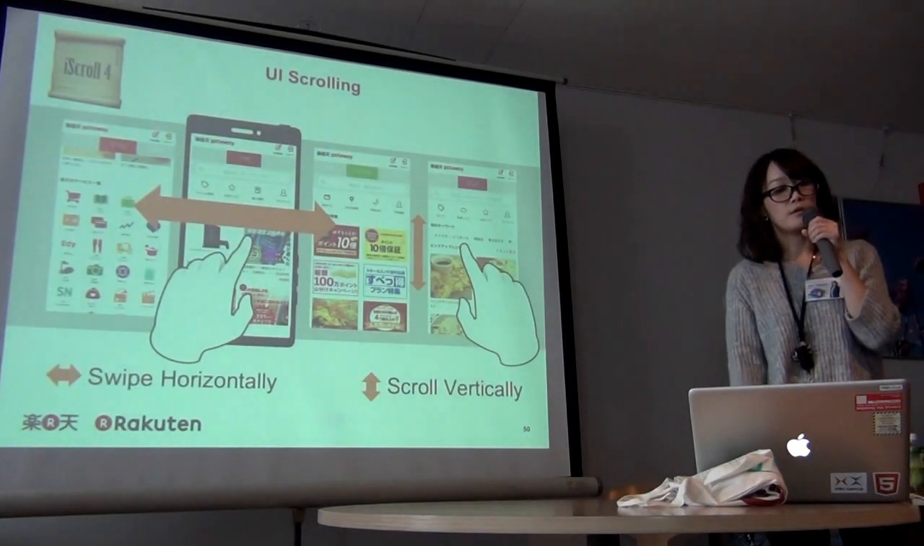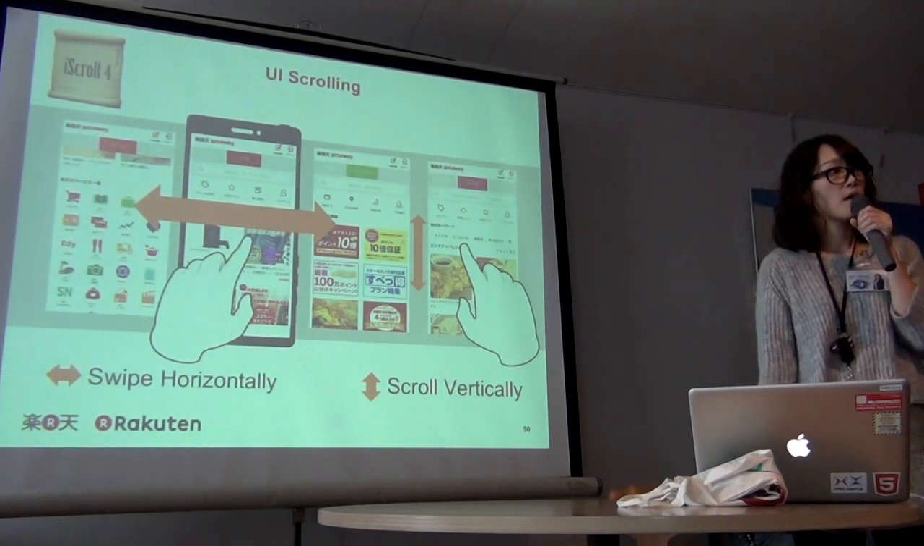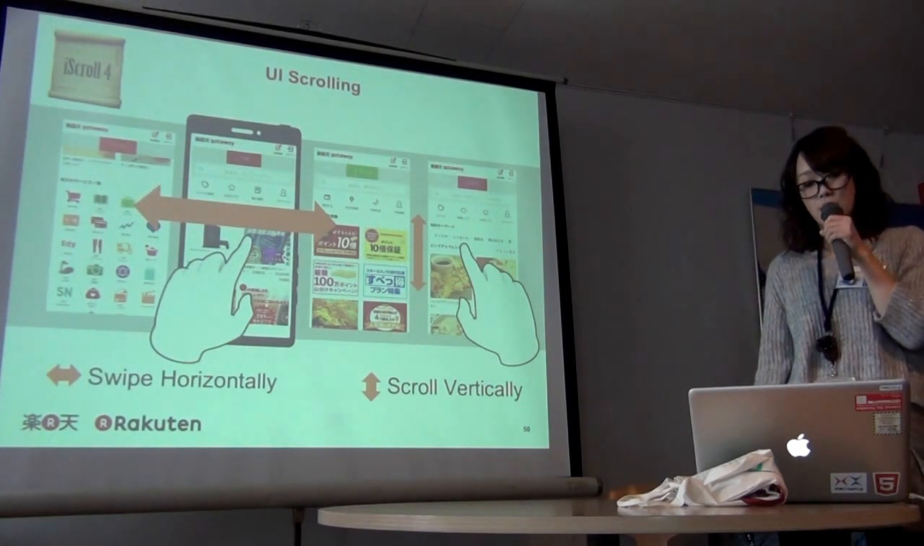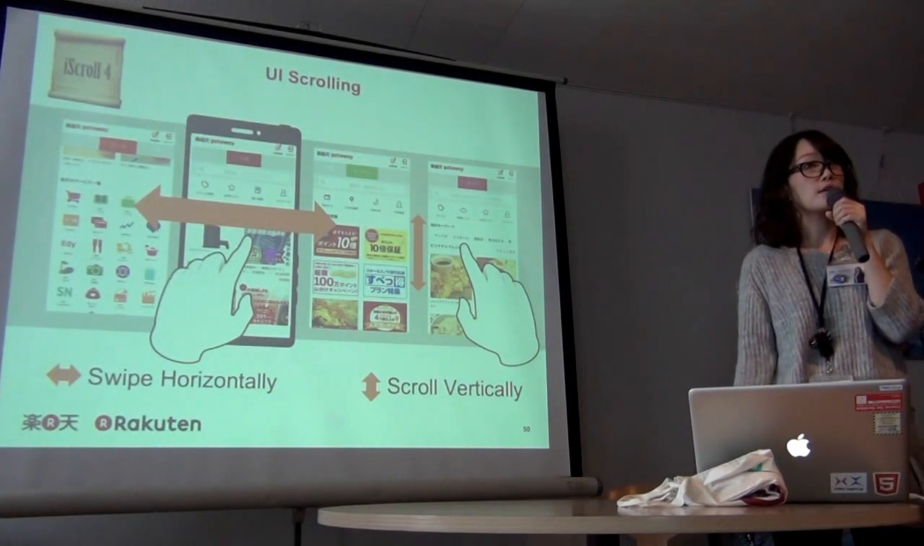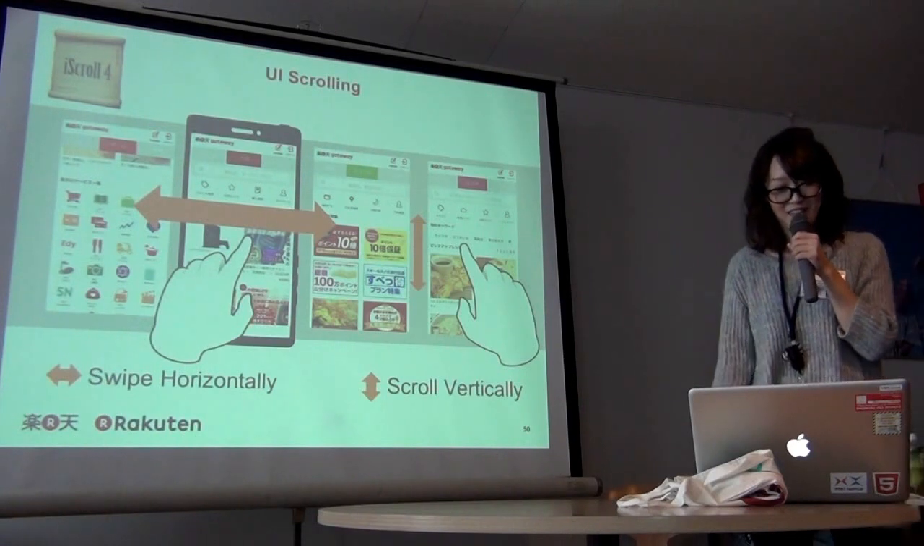One of the most difficult parts of developing was smooth interaction. We wanted to make it as smooth as possible, so we used a library called iScroll. Has anybody used iScroll before? Raise your hand, please. No one, thank you.